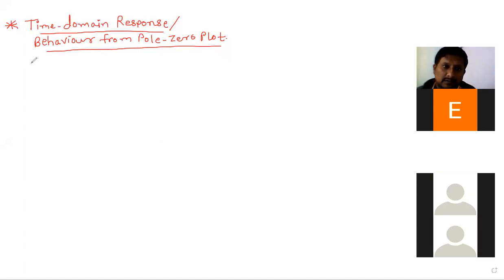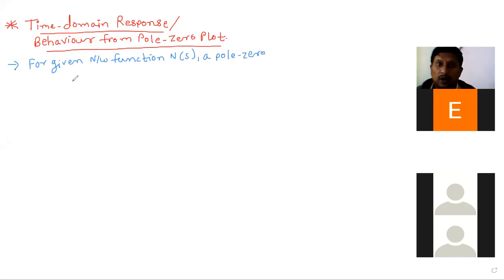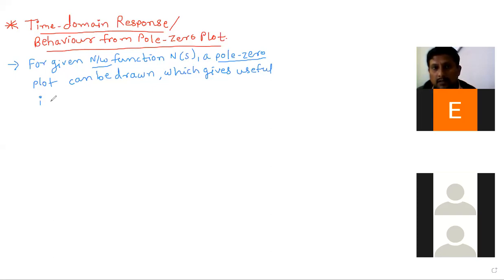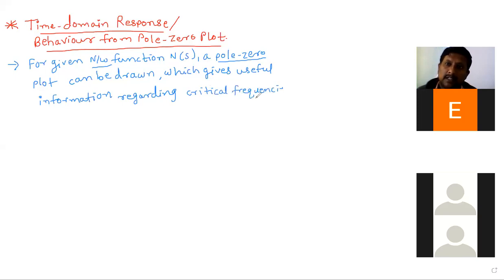So for the given network function N of S, a pole zero plot can be obtained or can be drawn, which gives useful information regarding critical frequencies, then comma, stability of the given system.